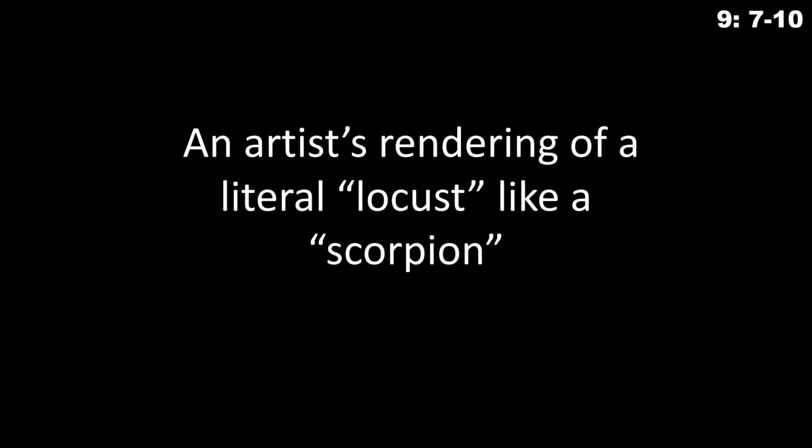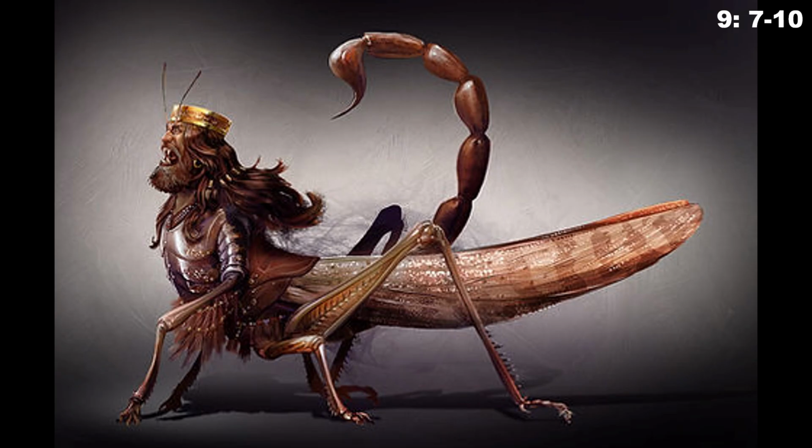Next, I'll show you one artist's rendering of a locust, like a scorpion, from his or her literal understanding of these verses. I found it on the internet many years ago and have no idea of its source. I held off showing it to you until you had heard the symbolic meanings of these verses. I'm hoping that the logic of the symbolic meanings will convince you that a literal interpretation of these verses makes no sense, even if the picture is interesting.